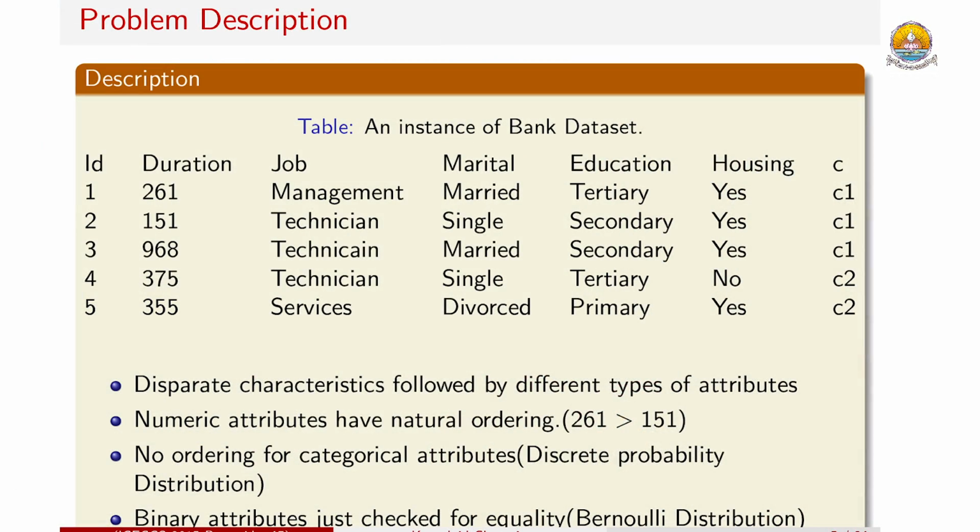However, categorical attributes have a discrete probability distribution. We can never have an ordering like management is greater than technician or technician is greater than management. The other thing is the binary attributes, wherein we can just check for the equality of the attribute values. So we can say that it follows a Bernoulli distribution. Thus it is exhibiting disparate characteristics.